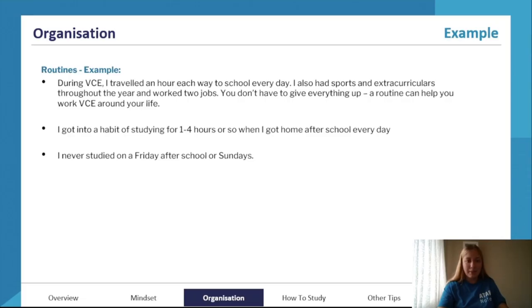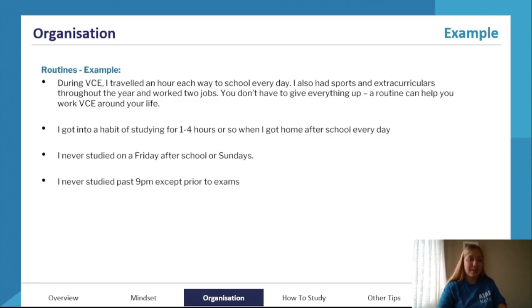So I got into a habit of, depending on my availability and how much I had going on, consistently studying for at least 1 to 4 hours or so when I got home after school every single day. I would take Fridays after school off to let myself relax and do something that I enjoyed. And same with Sundays. I would take the day to recover and get prepared for the week ahead, and have the energy and motivation to learn new content and get through the year.